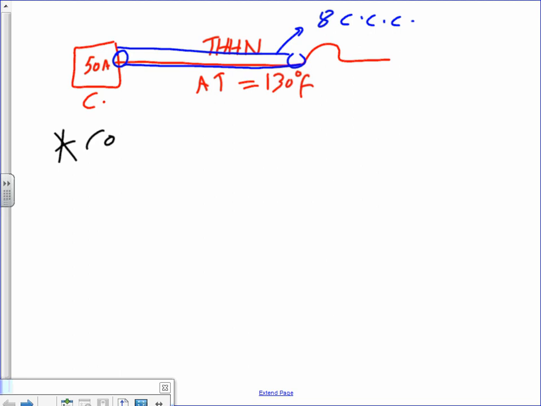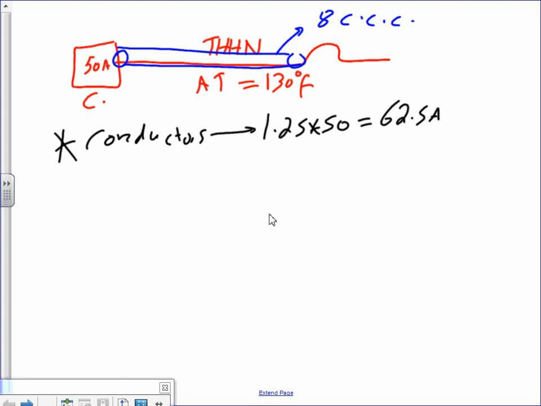Okay, conductors. Is it continuous load, gentlemen? 1.25 times 50. Give me the answer right away. 62.5. Second? 62.5 amps. Any second? Okay. Now, I'm going to tell you about the lugs. The lugs are rated for 75 degrees. The lugs are what? 75. Okay, good. All right, then take the 62.5 amps.